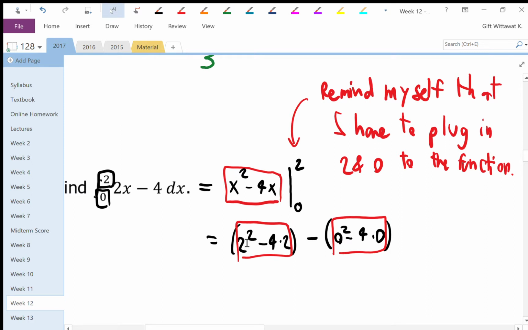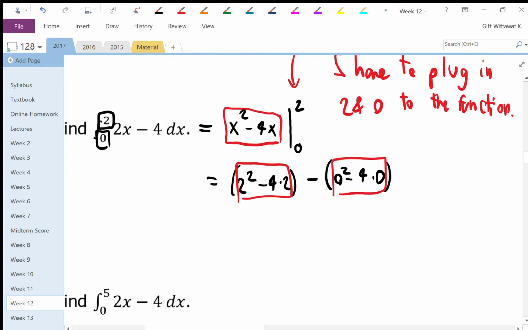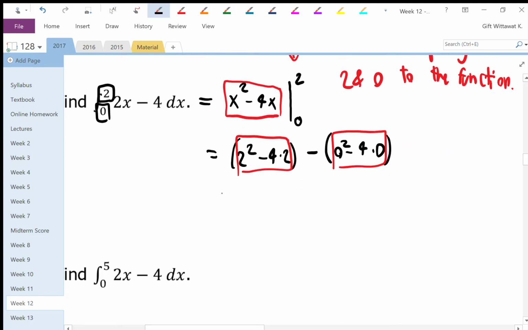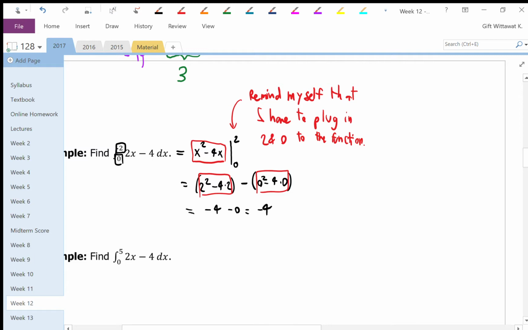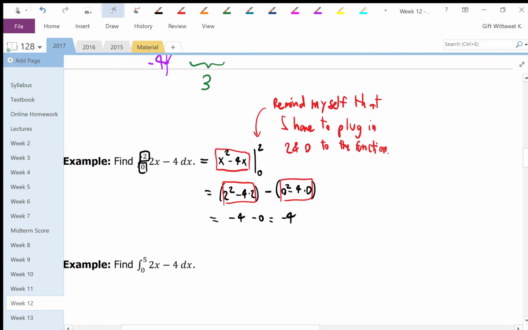So that's what I did here. I plug in x equal to 2, that gives me this guy. I plug in x equal to 0, and that gives me this guy. And let me simplify this. So that's going to be 4 minus 8, so that's negative 4 minus 0. So that's my integral for this guy.